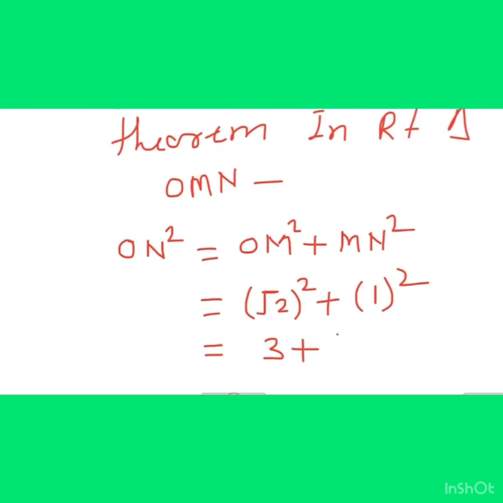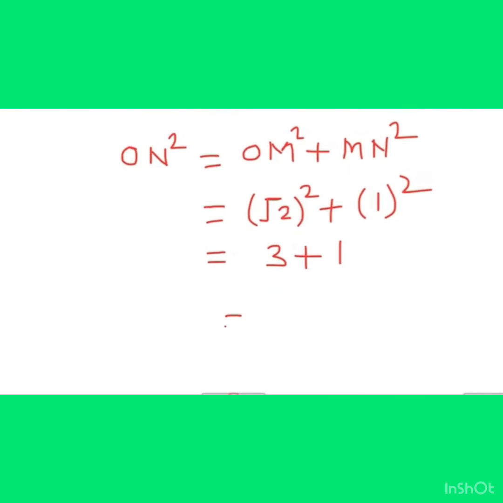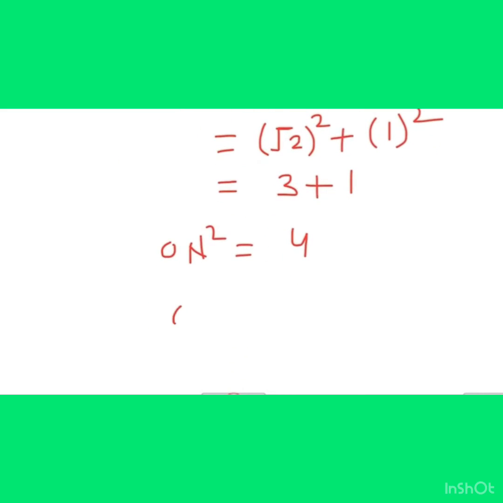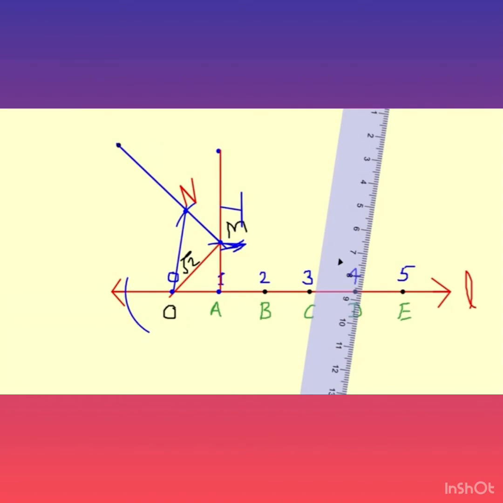Under root 2 whole square, and MN is only 1 unit. So this is 1 square. Under root 2 square means 2, and this is 1. And you will get this is 3. And ON is under root 3. Or you can write this is 2. So you will mark as under root 3 here.